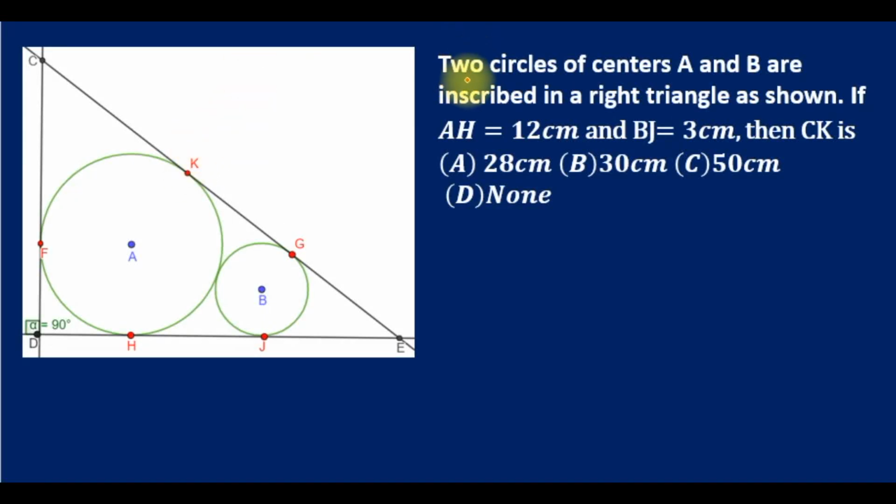They say two circles of centers A and B are inscribed in a right triangle as shown. If AH is 12, BJ is 3, then CK is dash. We are looking for CK. So let CK be Y. And from our theorem, tangent to any circle from an external point is always equal. So CK and CF are equal.